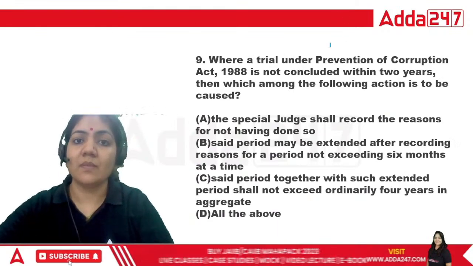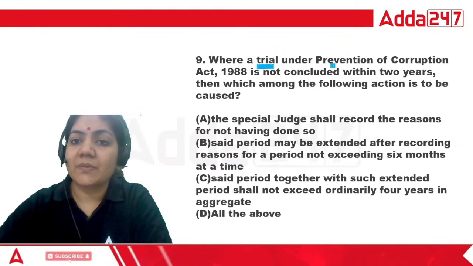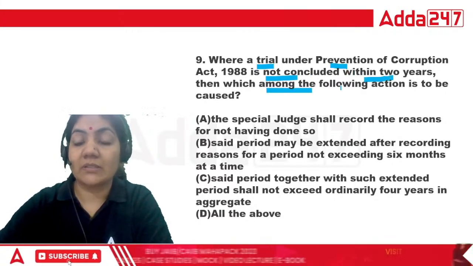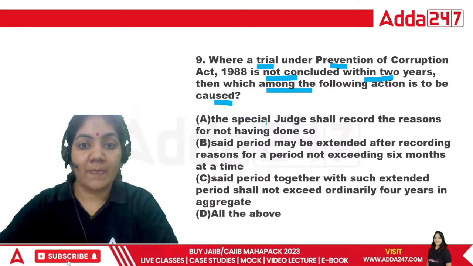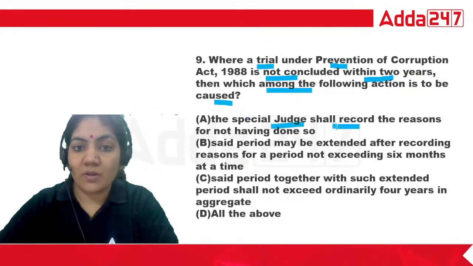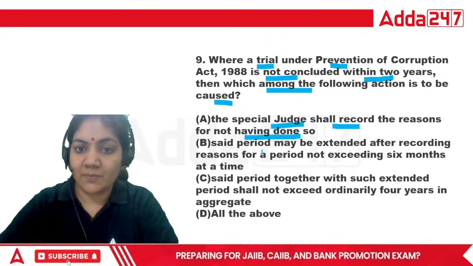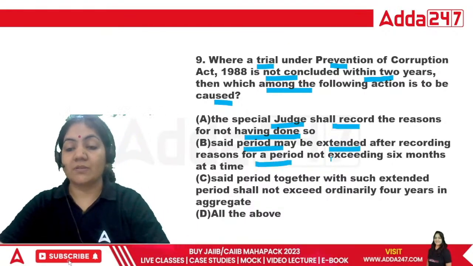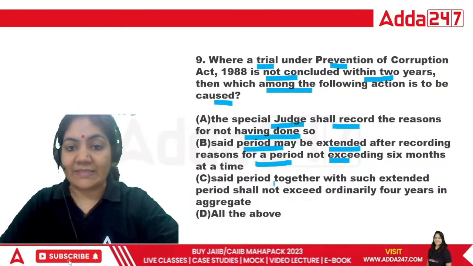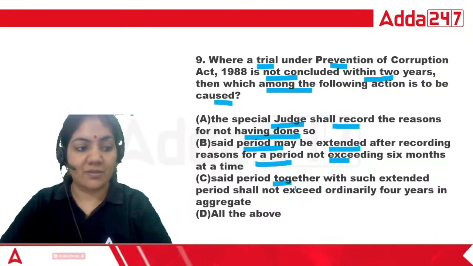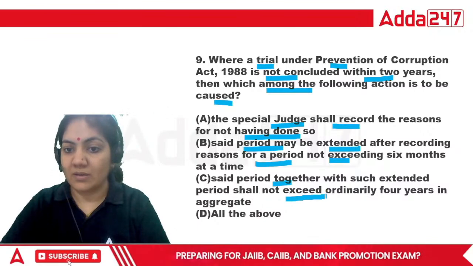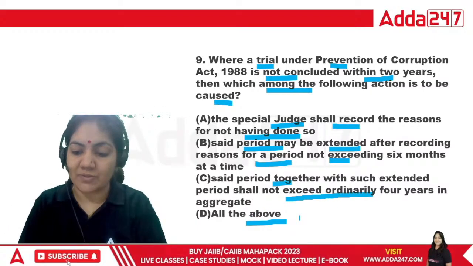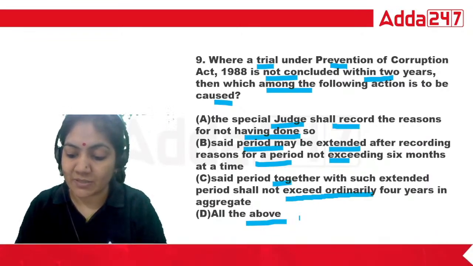Next. Where a trial under the Prevention of Corruption Act is not concluded within the 2 years, then which among the following action is to be caused? The special judge shall record the reason for not having done so. The said period may be extended after recording the reason for a period not exceeding 6 months. The said period together with such extension shall not exceed ordinarily 4 years in aggregate, and D, all of the above is the right answer. So which of the following is the right answer for this question?